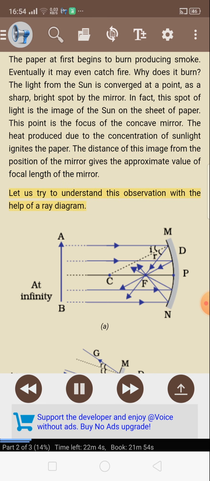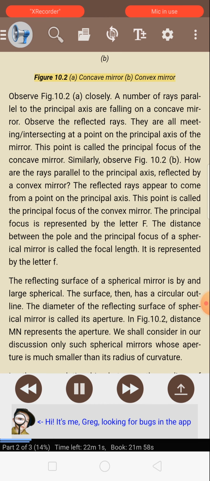mirror. Let us try to understand this observation with the help of a ray diagram. Figure 10.2: A, concave mirror; B, convex mirror. Observe fig. 10.2 closely. A number of rays parallel to the principal axis are falling on a concave mirror. Observe the reflected rays. They are all meeting, intersecting at a point on the principal axis of the mirror. This point is called the principal focus of the concave mirror.